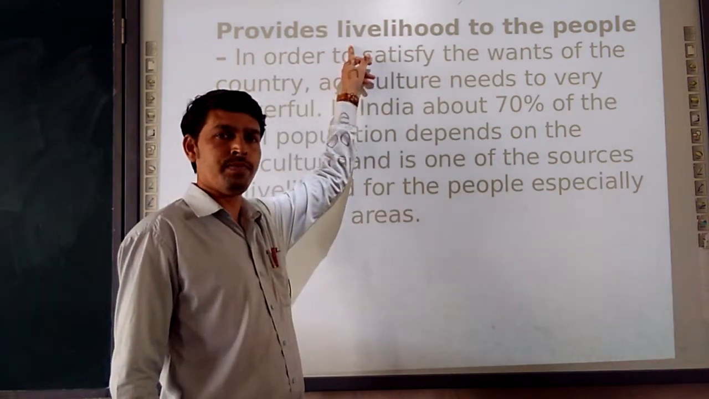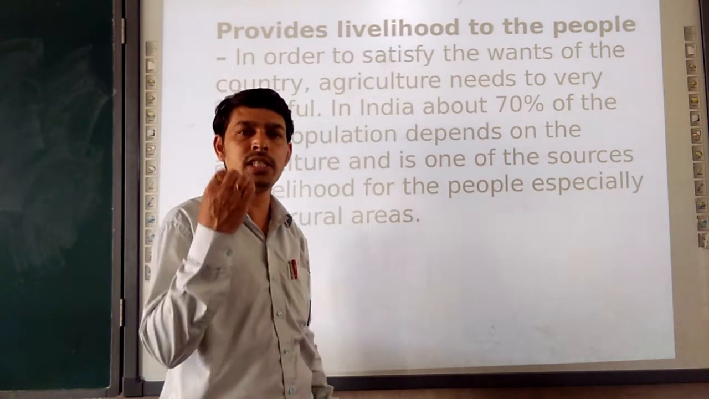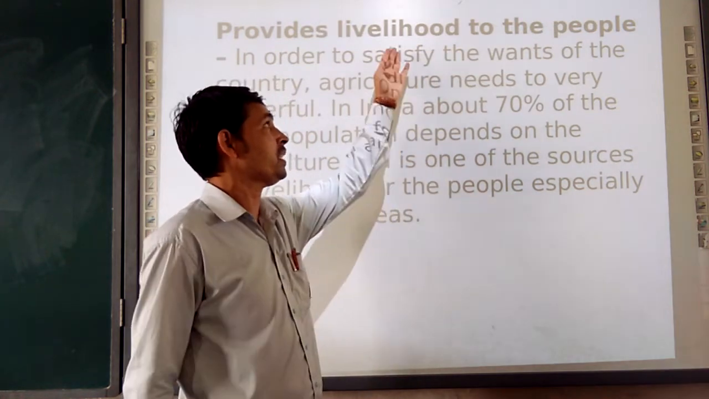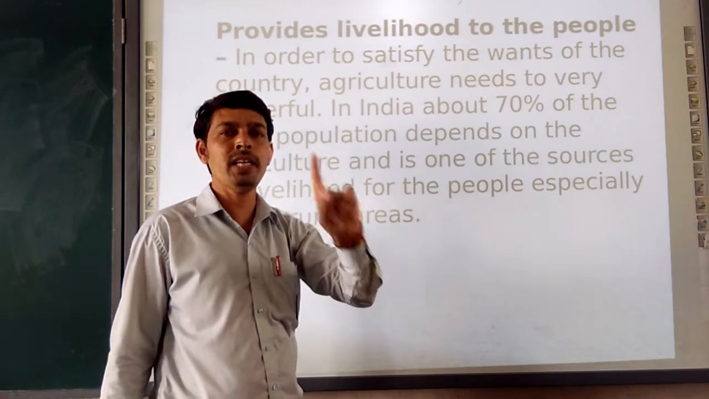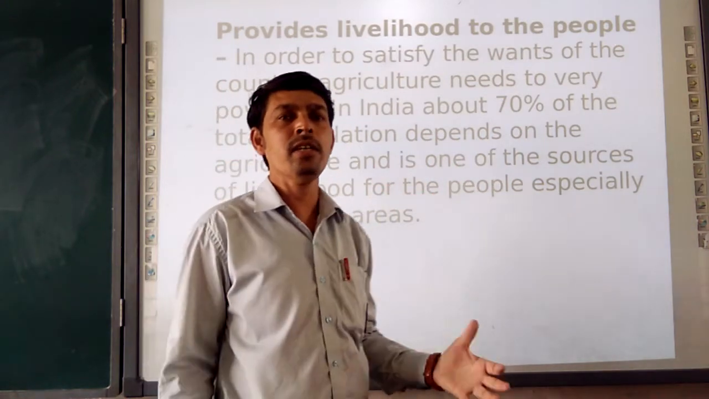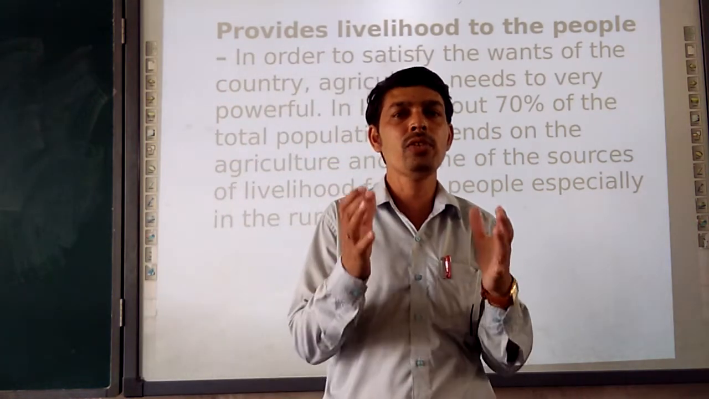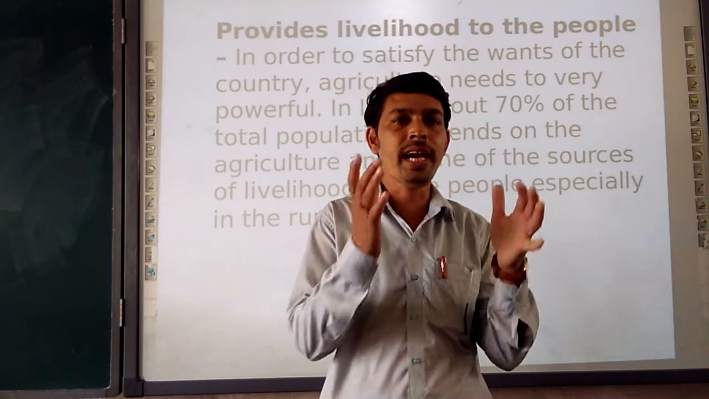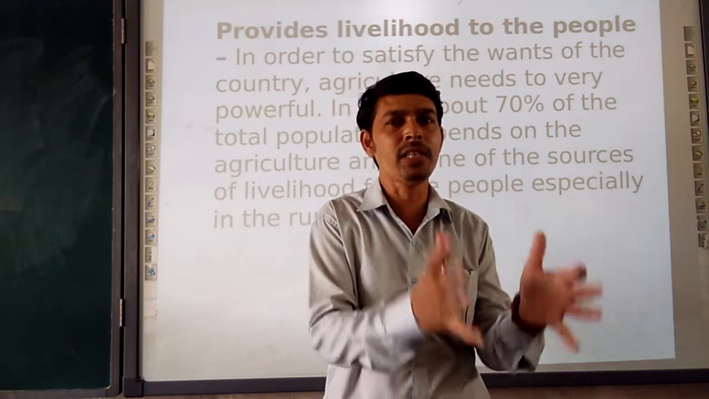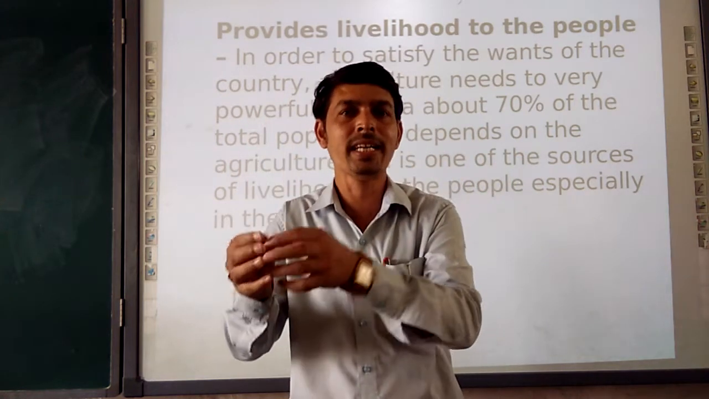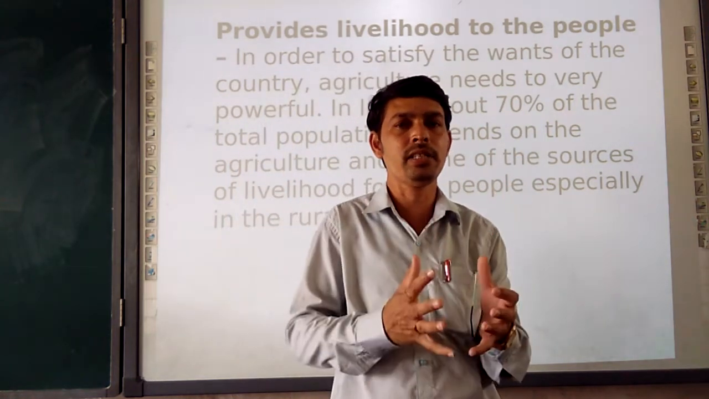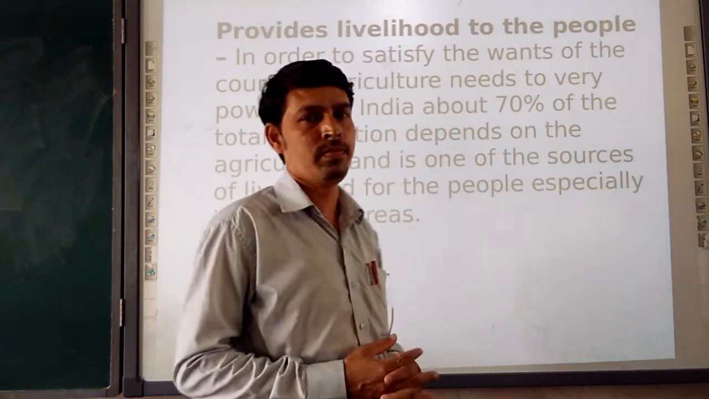Provides livelihood. The essential things required to live life, through what are they produced? Agriculture. So point number 1 is speaking about farming providing a base to the livelihood of the people. They are growing certain crops in the field. After the crops have grown up and been harvested, they sell them in the market and purchase the necessary material things for their livelihood.